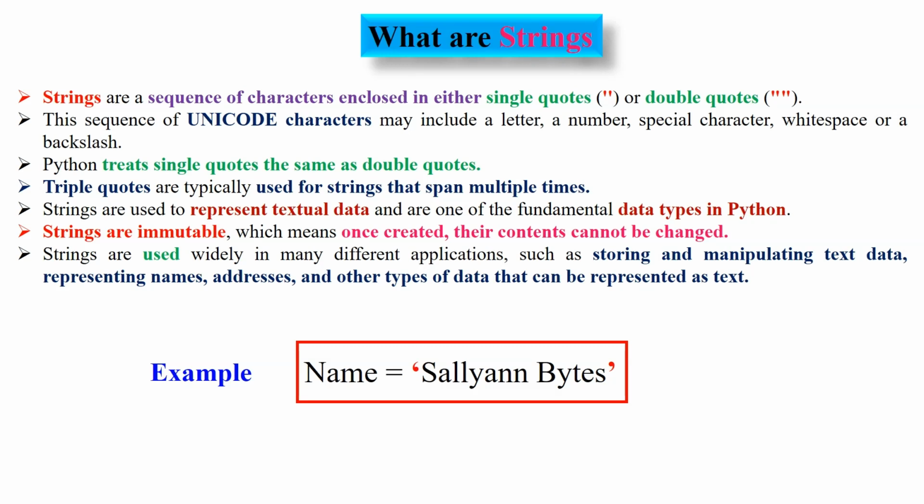Let's see an example. name equals 'Sally and Bytes'. In this example, we have a string with the name Sally and Bytes, with a space in between, enclosed inside single quotes, thus representing a string value assigned to the variable name. Like other variables such as integers, strings are also declared in the same manner using the assignment operator, equal to.